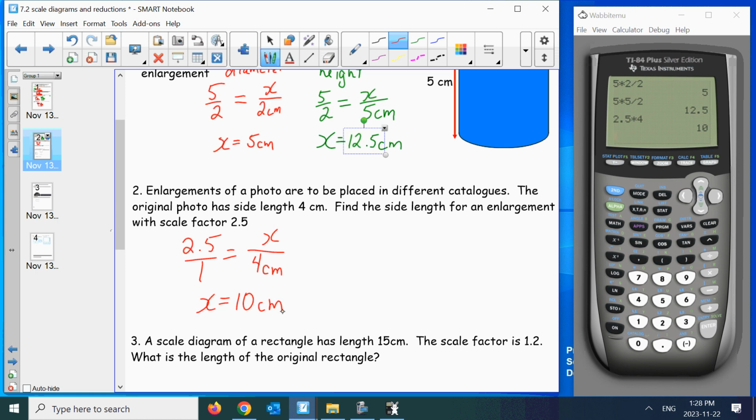Centimeters. The side length for an enlargement is 10 centimeters. Math just doesn't get any tougher, really.